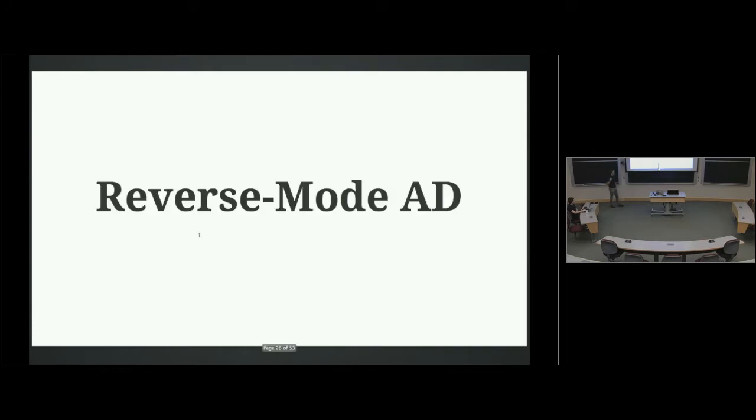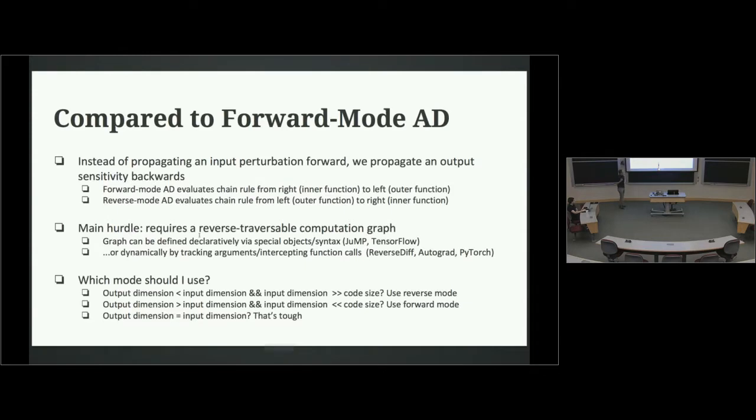Okay, so now let's move on and talk about reverse mode. Before we get into the nitty-gritty, it's worth comparing it to the things we just talked about. Instead of propagating an input perturbation forwards, we're going to go all the way to the output and then propagate a sensitivity backwards. This can be thought of as just evaluating the chain rule in the opposite order of forward mode.